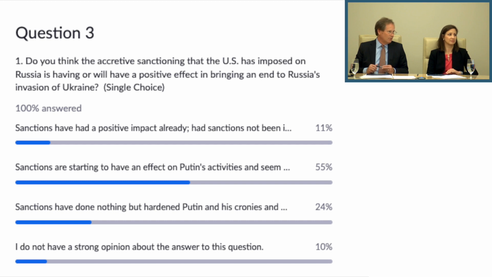So now we've got 56% of the folks that believe sanctions are starting to have an effect, and another 11% who feel that they've had a positive effect. So that's 66%. We've got a full quarter of the audience who believe that they've had a negative effect in just hardening Putin and the cronies. So we'll see where that goes. I'm hopeful that it's going to be in A or B when we look back on this stuff, but we'll see where it goes. We can go to the next slide.